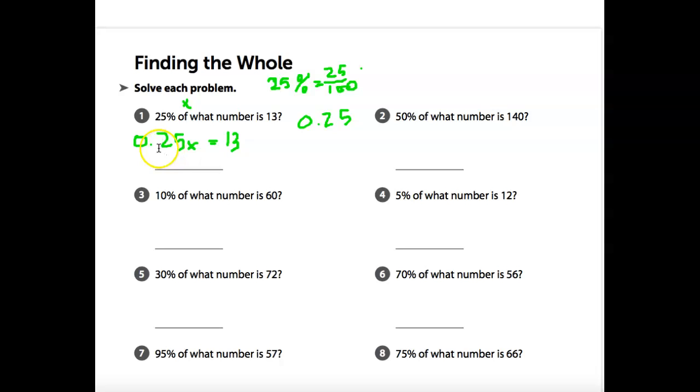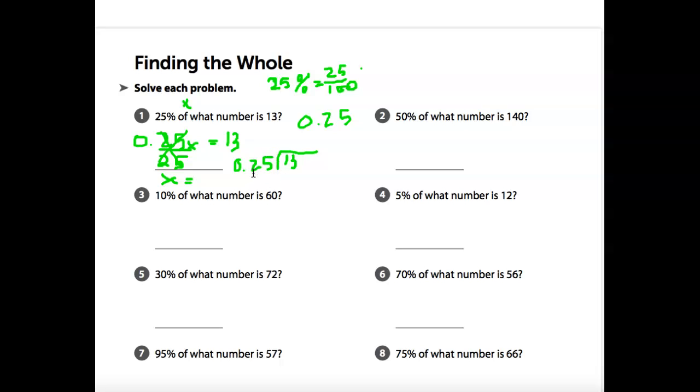All right, so what we have to do is get x by itself. In order to do that, we have to divide the top and the bottom by 0.25. That leaves us with just x on this side because the 0.25s cancel each other out. Now we're left with x, which is what we want. So x equals, and then we take the 13 and divide it by 0.25, because whatever we do to the left side, we have to do to the right side.